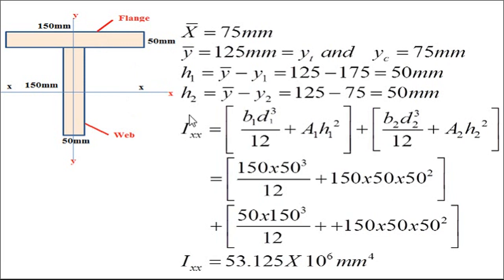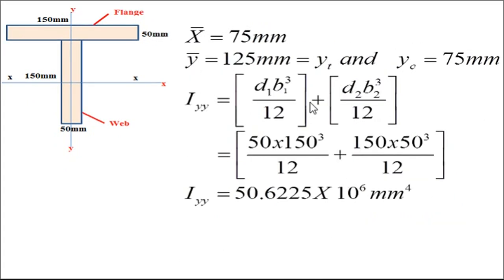B2 D2 cube, second figure. B2 means this width, 50 mm. D2 means this depth, 150 mm. So B2 D2 cube by 12 plus A2 h2 square. A2 means 150 into 50, and h2 here is 50. So we'll get Ixx about the x axis, the addition of these two. Similarly, calculate Iyy.